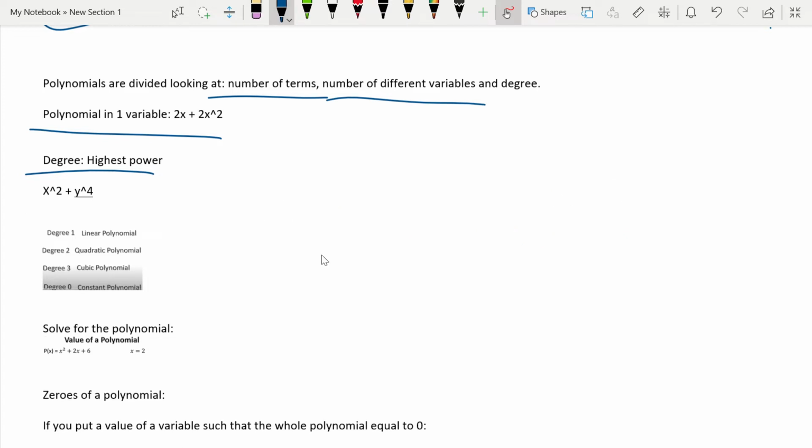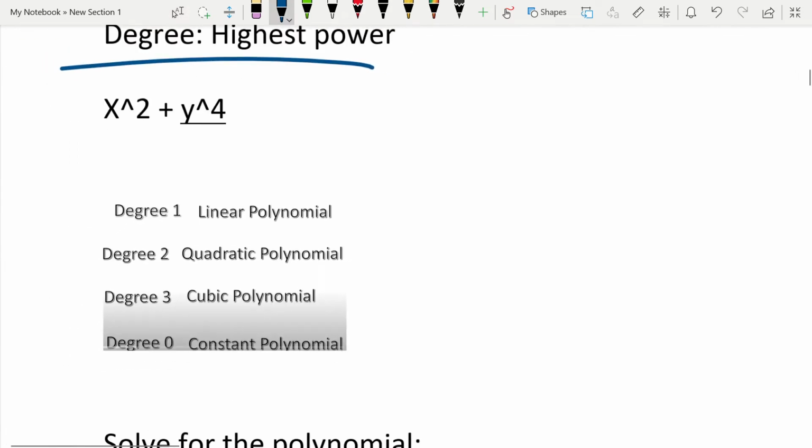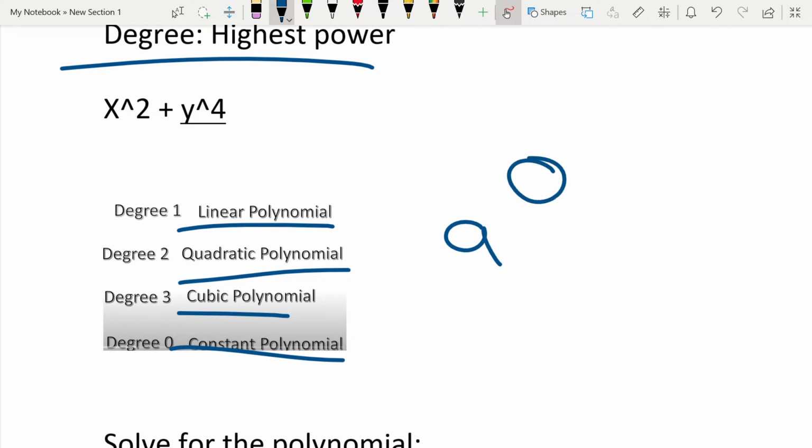Let's move on. Now, here I've got a little image. If you've got degree 1, if you've got 1 as the highest power, then we've got a linear polynomial. While if we've got degree 2 as the highest power, then it's a quadratic polynomial. If we've got 3 as the degree, then we've got a cubic polynomial. And 0 is a constant. What does a to the power of 0 mean? We have learned this, but it's 1. Okay? So it's a constant polynomial.